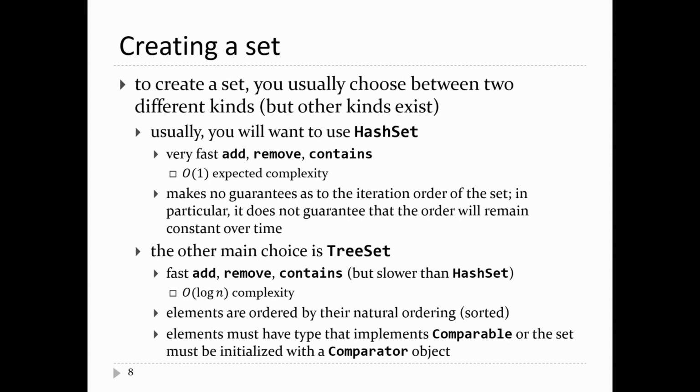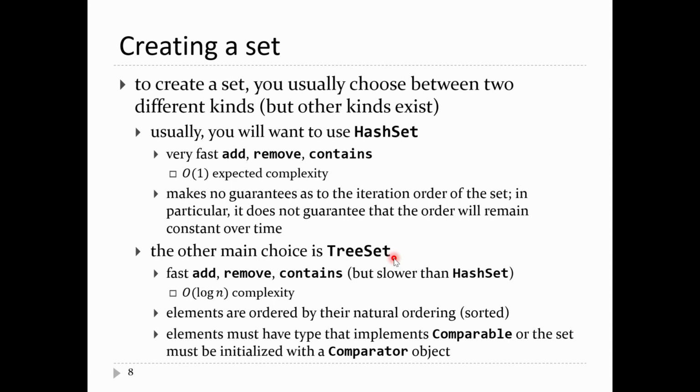Now the problem with hash set is if you make a hash set and then you iterate over the elements of the set, you have no idea what order the elements are kept in. So if you iterate over the elements of the set, it might come out in one order. If you add or remove elements from the set and then you iterate again, they might come out in a different order. So there are no guarantees to the iteration order of the set. If you modify the set, the iteration order can change.